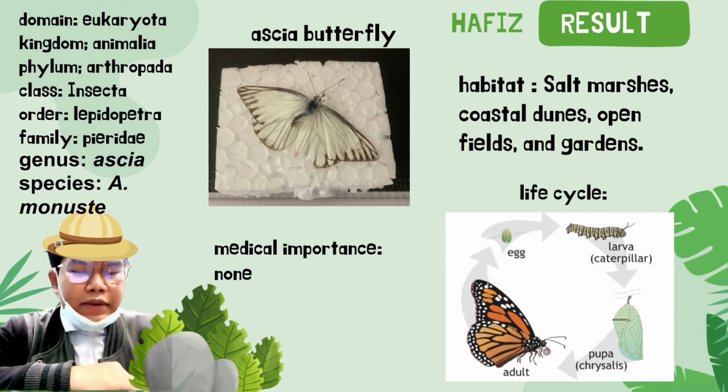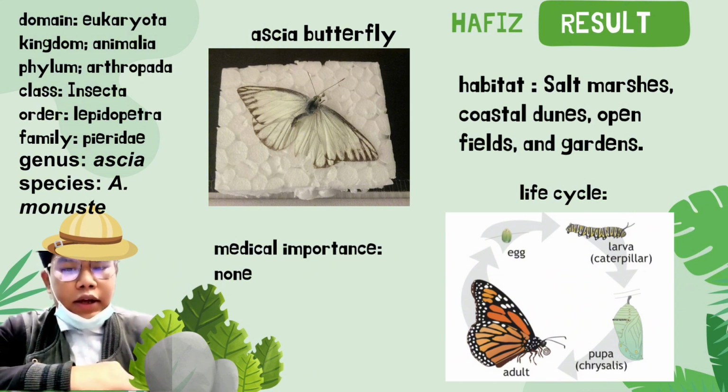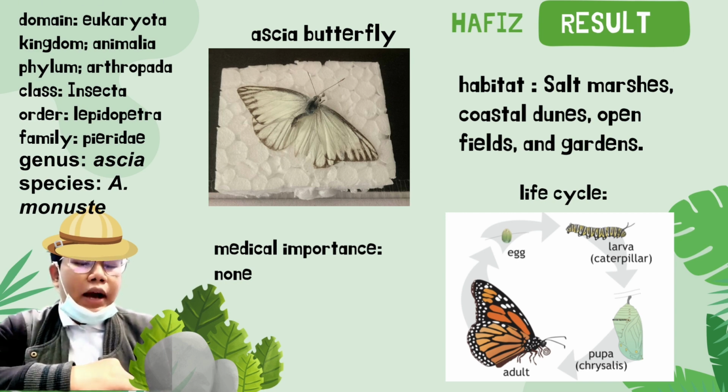Hi, my name is HAFIZ. Today I would like to talk about the results of the Asia butterfly. The taxonomy of the Asia butterfly is domain Eukaryota, kingdom Animalia, phylum Arthropoda, class Insecta, order Lepidoptera, family Pieridae, genus Asia, and species Monas. The medical importance is none. The life cycle is from egg, larva, pupa, to adult. Habitats are salt marshes, coastal dunes, open fields, and gardens.